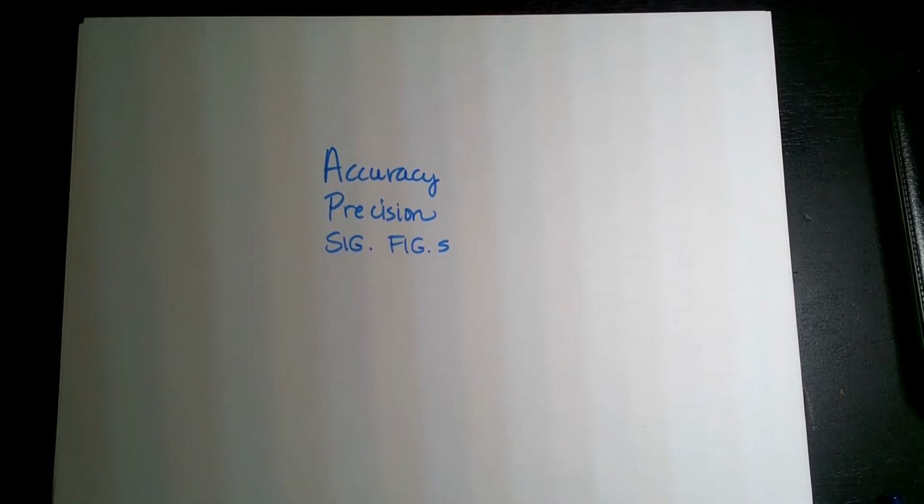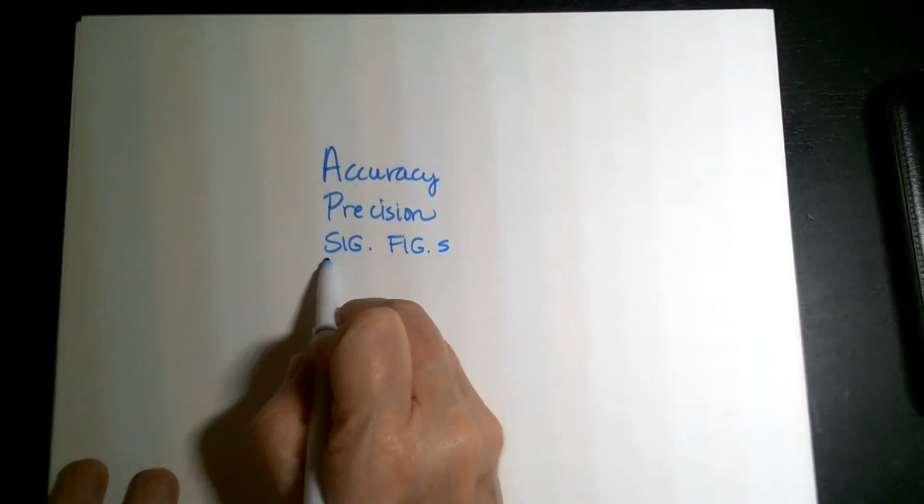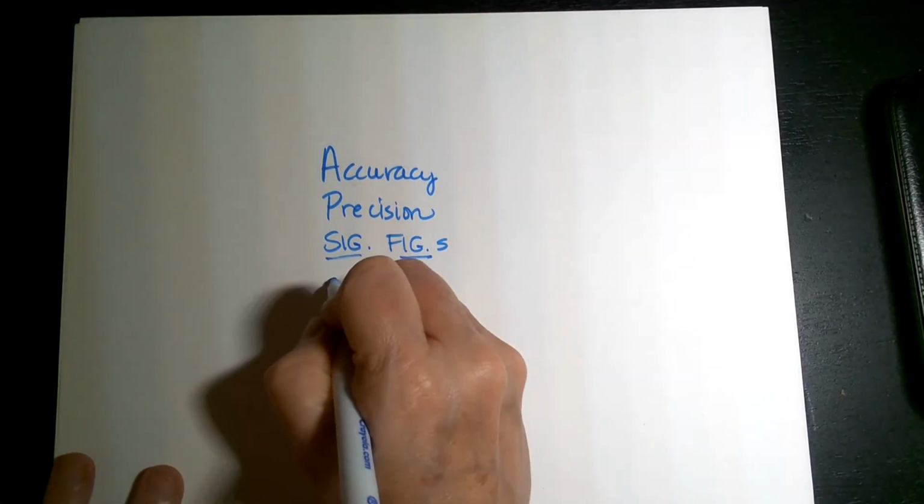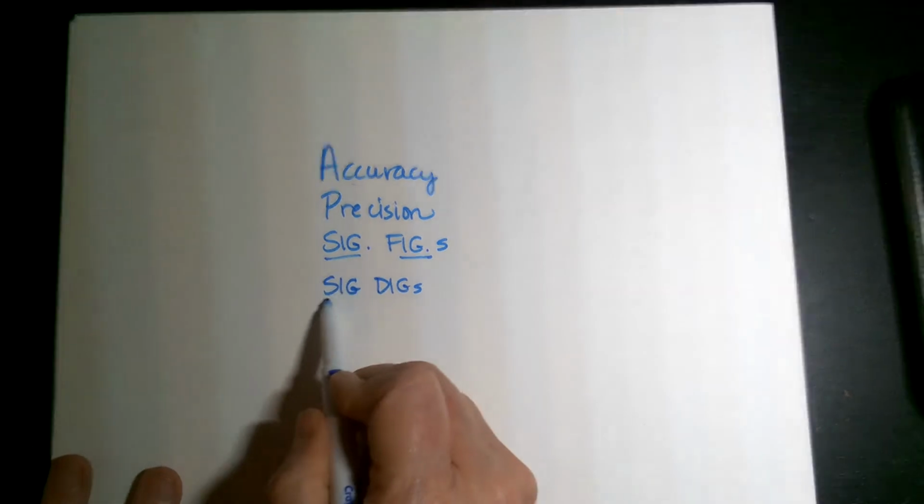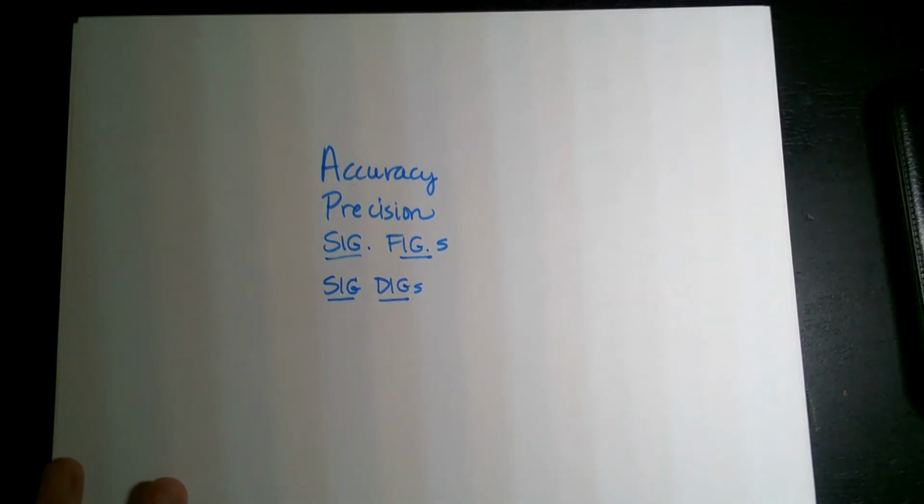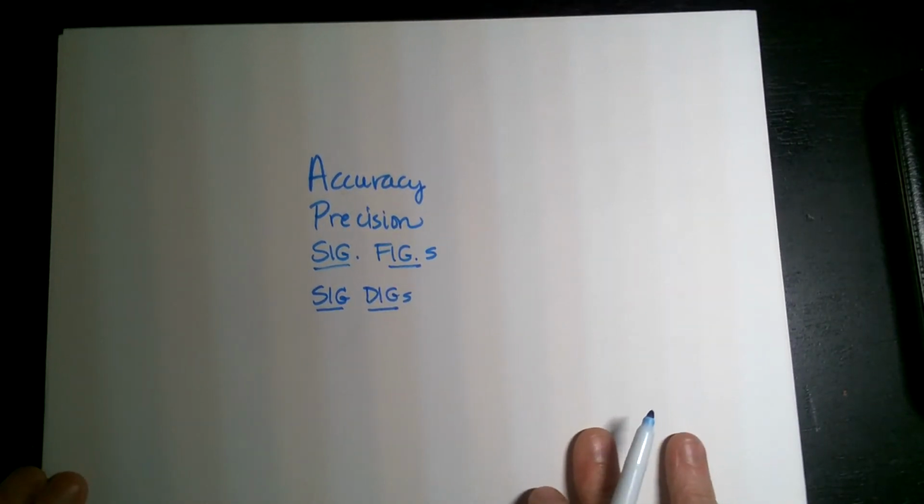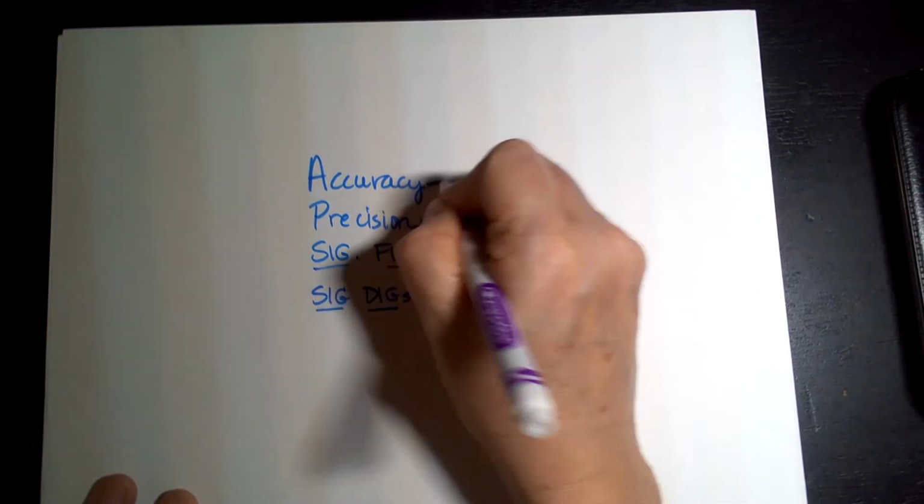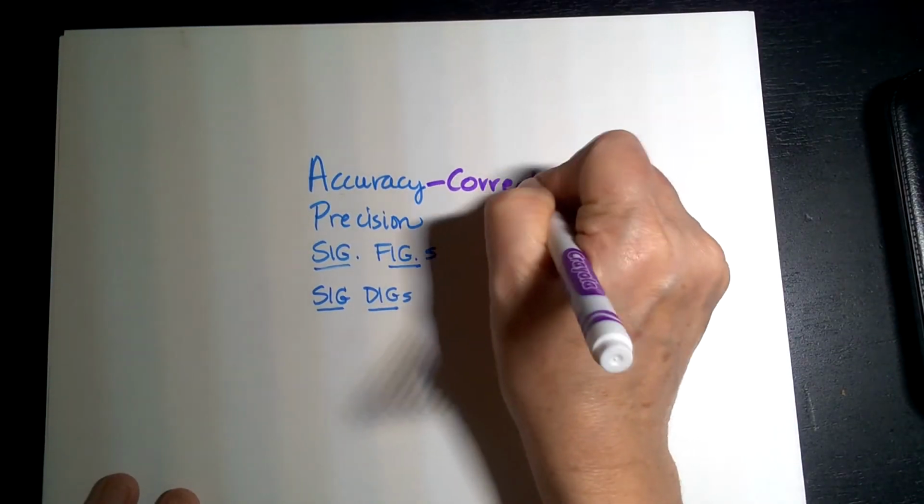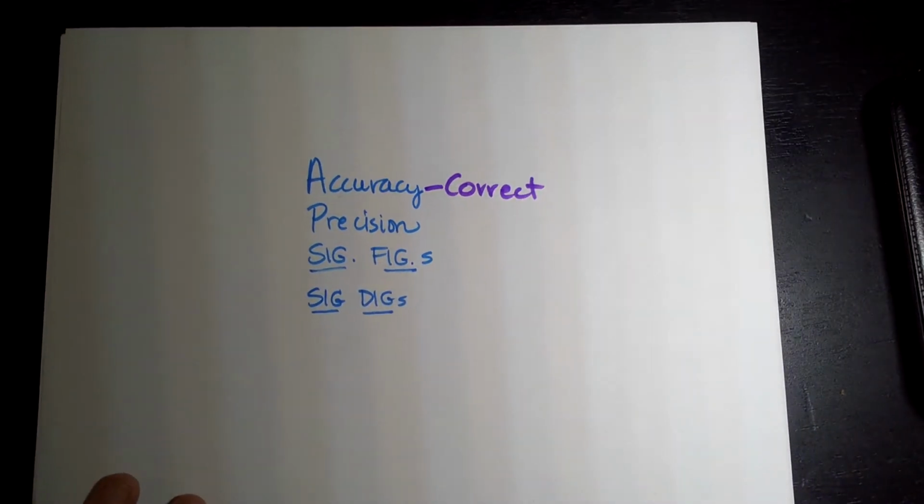Okay, so today we're going to do accuracy, precision, and significant figures. Significant figures can be abbreviated sig figs, and some people call them sig digs for significant digits. Okay, so we're going to start with accuracy and precision first. The term accuracy just means correct. If you are accurate, you get the right answer, and we won't always be accurate.